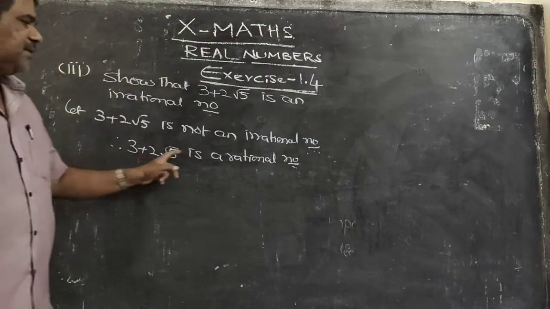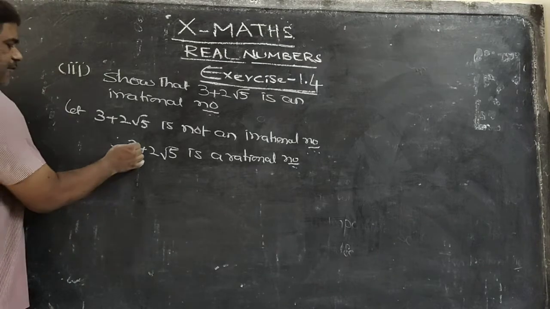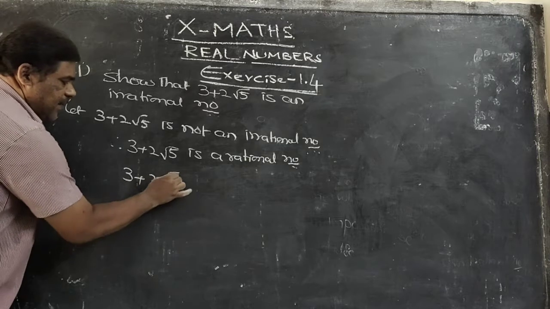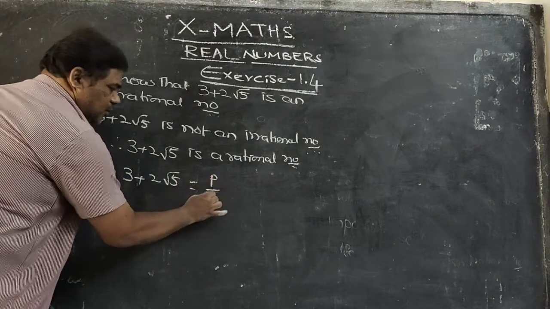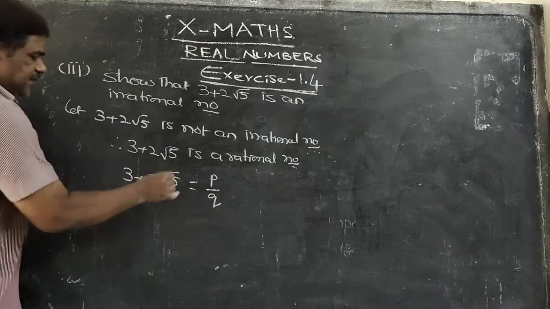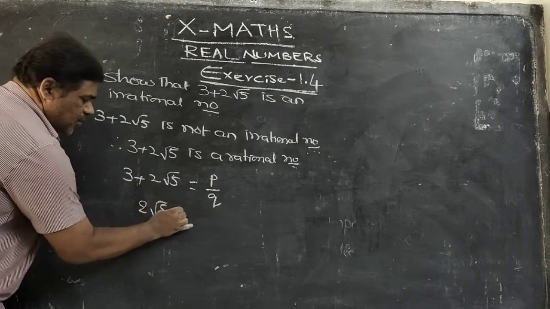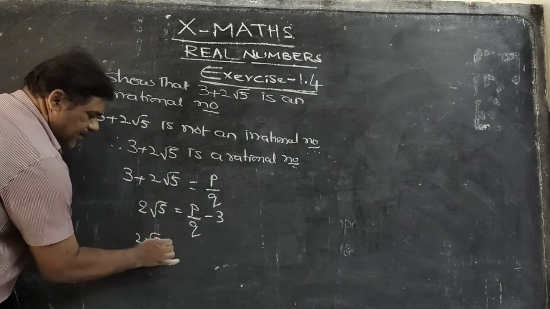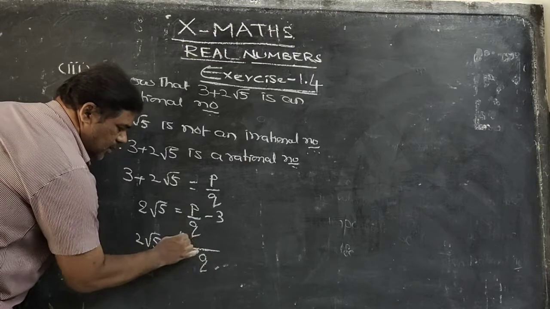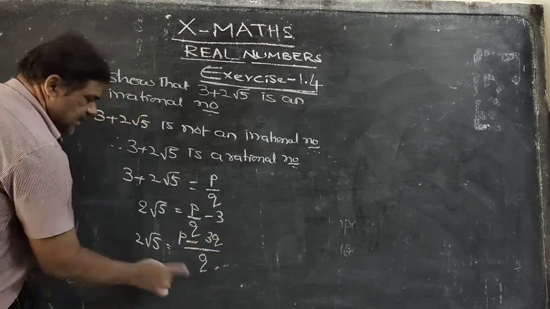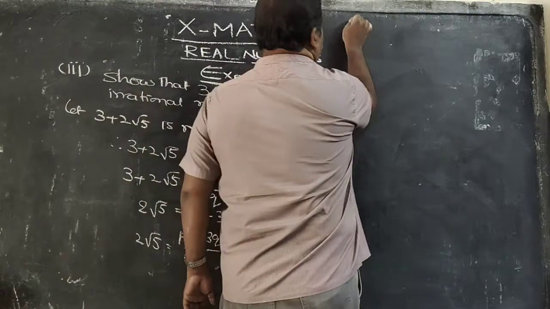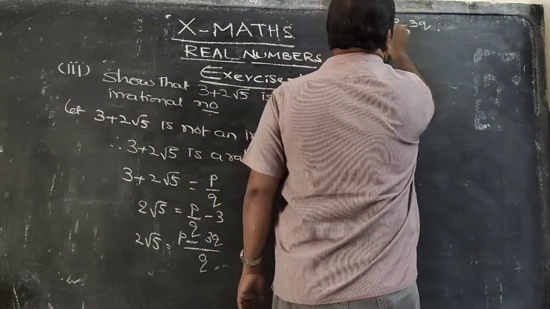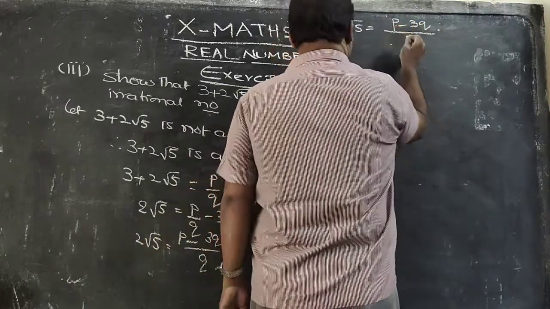Now every rational number can be written in P by Q form. If you say that 3 plus 2 root 5 is a rational number, it can be written in P by Q form. 3 plus 2 root 5 is equal to P by Q. Send 3 that side. 2 root 5 is equal to P by Q minus 3. If you take LCM, LCM is Q. P minus 3Q. Send 2 that side. We will get root 5 is equal to P minus 3Q by 2Q, this 2 comes here.